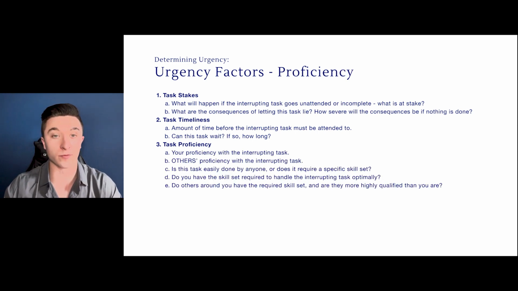So then we have task proficiency, and that refers to both your proficiency and the abilities of those around you. Is this task easily done by anyone? Does it require a specific skill set? Do you have the skill set that's required to handle the interrupting task optimally? Do others around you have the required skill set? And are they more highly qualified than you are? All of these factors are in determining proficiency.